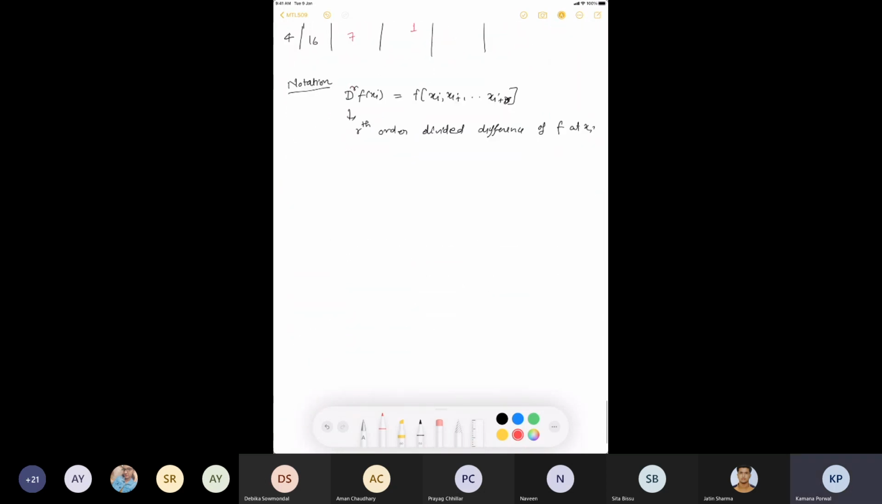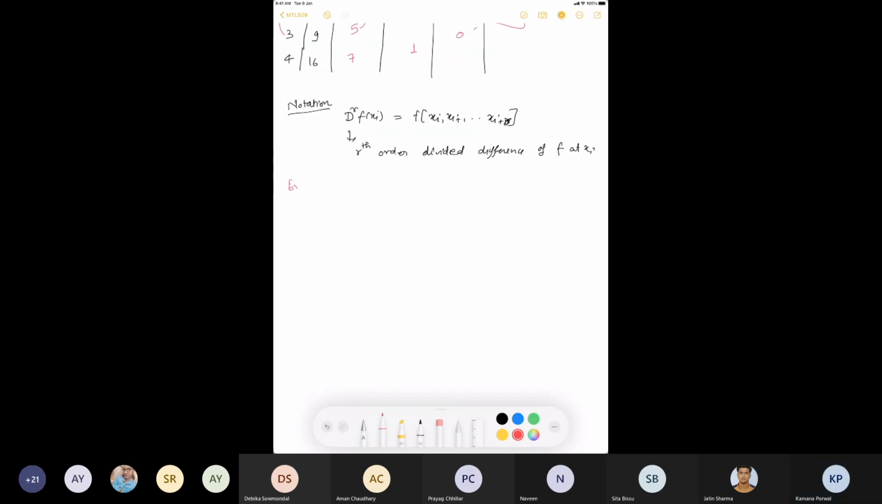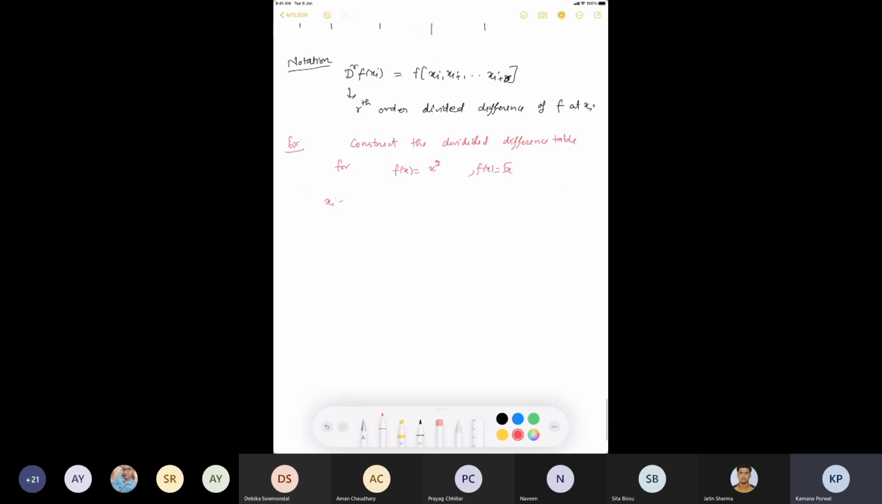Okay. So now let me give one exercise. You can construct the divided difference table for the function f(x) equal to, you can take any function. Either you can take x cube, or say you can also consider f(x) equal to root x.